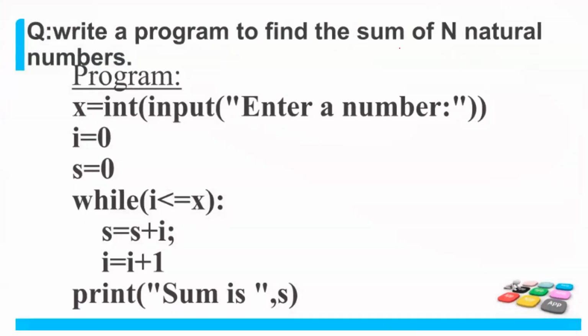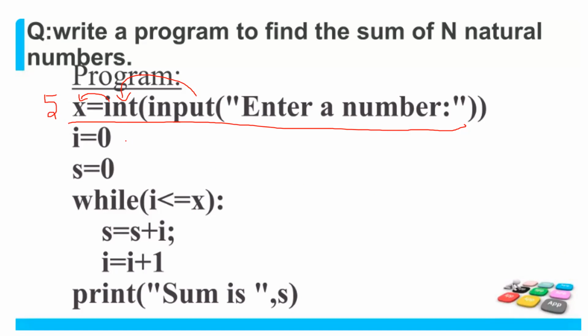According to the question, the first task is to ask for a number from the user. So the first line is x = int(input("Enter a number")). That means first ask for a number from the user. The number will be asked and converted into integer format, and after that it will be saved inside the variable x. Just for illustration, I am taking the value of x to be 5. So the value 5 has been entered inside the variable x.